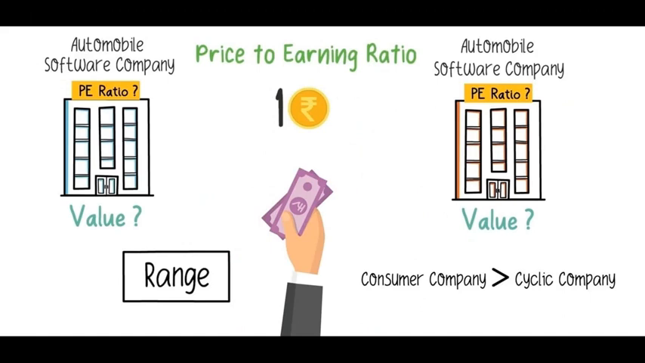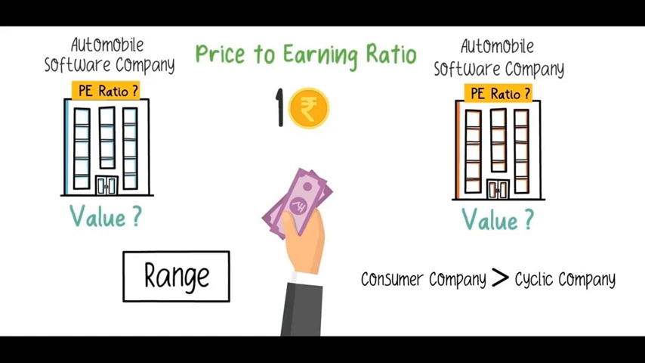For automobiles like Eicher Motors or TVS Motors, Hero Honda, Maruti Suzuki, the PE ratio will be around 20 to 30. For consumer retail companies like Shoppers Stop or Trent, the PE ratio will be around 100. For cyclical stocks like metal stocks like Tata Steel, Hindalco, the PE ratio will be around 10. So you have to compare the PE ratio of Tata Steel with that of Hindalco, Trent with that of Shoppers Stop, and Eicher Motors with that of Maruti Suzuki.